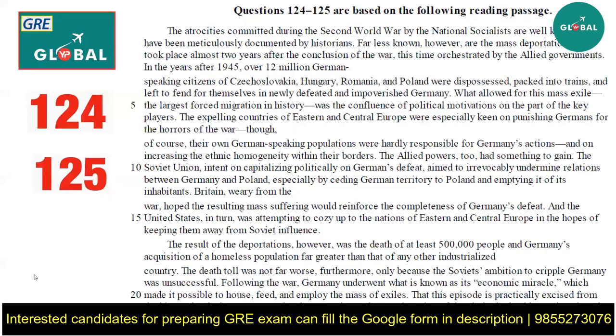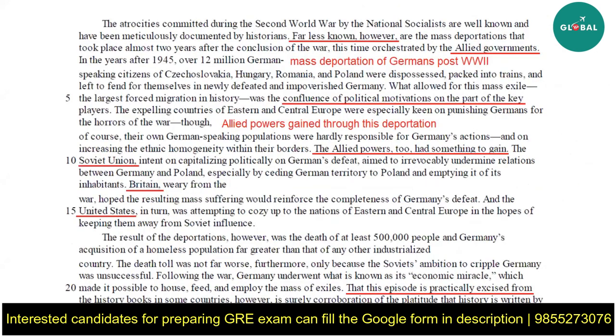You can stop the video here for some time and go through this particular paragraph. This paragraph is talking about some atrocities committed during World War II, and then the migration in Germany after World War II. Germany was defeated in World War II, and there were Allied powers, and it mentions some Allied powers. The moment you read the paragraph, the first thing you have to do is make some notes. If I were to make notes, this is what I'd make: there was a mass deportation of Germans post World War II, and then Allied powers were there, and it mentions three Allied powers: Soviet Union, Britain, United States.